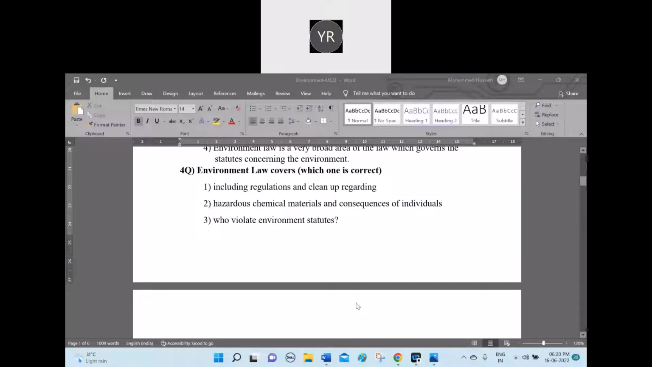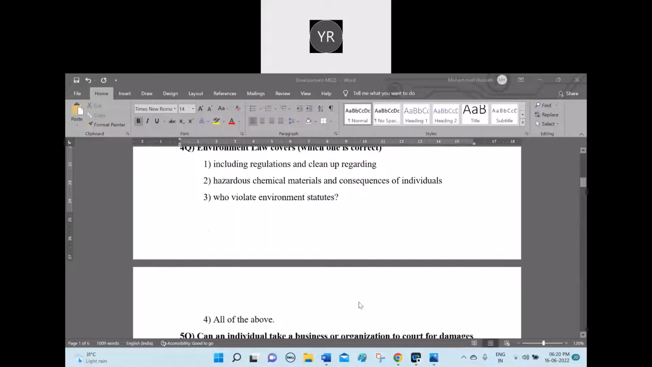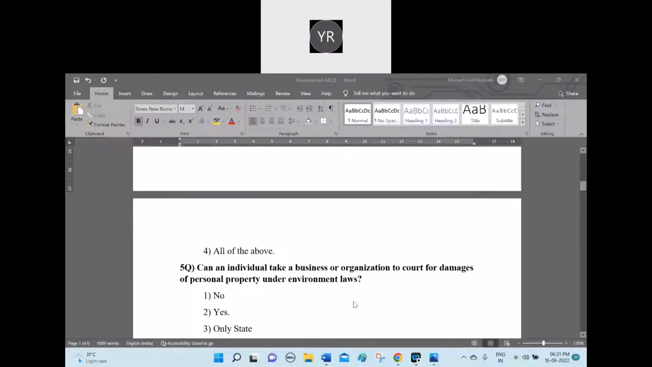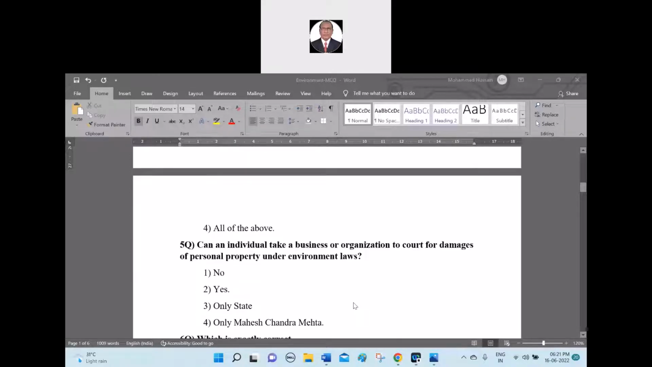Environmental law covers, I said. Which one is correct? One, including the regulations and cleanup regarding; two, hazardous chemical materials; three, the consequences of the individuals who violate the environment statutes; four, all of the above. The answer is all of the above because it covers everything. Now the fifth question, unmute and read.